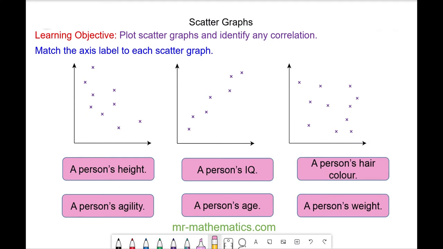Hello and welcome to our lesson on scatter graphs. In this lesson we're going to plot our scatter graph and identify its correlation.